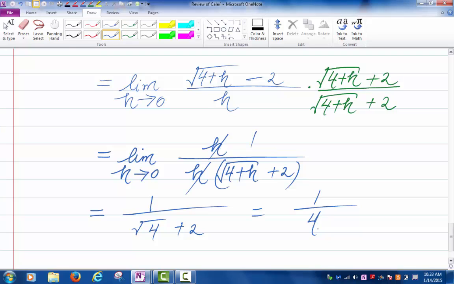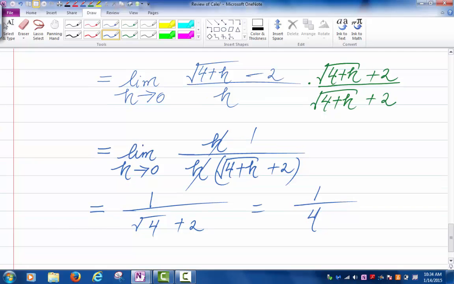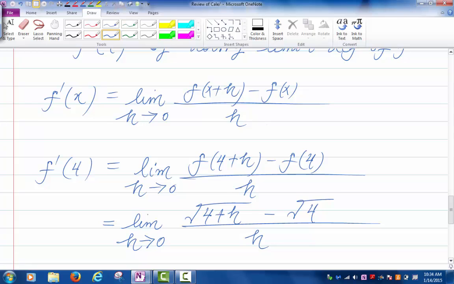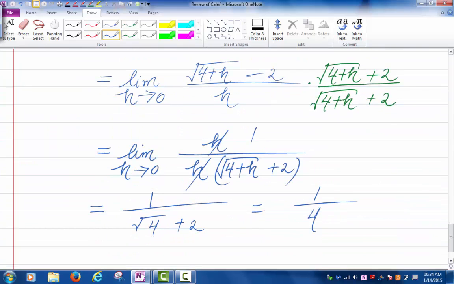The reason I did this problem, not the limit problem, just to remind you what's the limit definition of the derivative. Okay, so that's what you want to take out from this example. Any question, anyone? No? Okay.